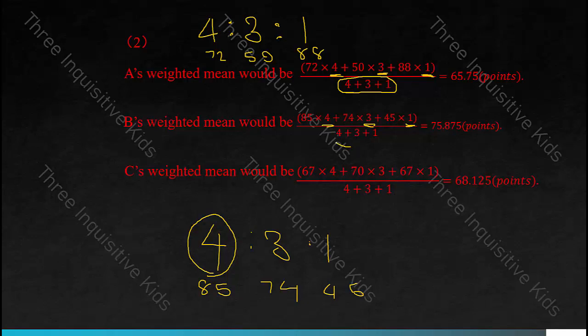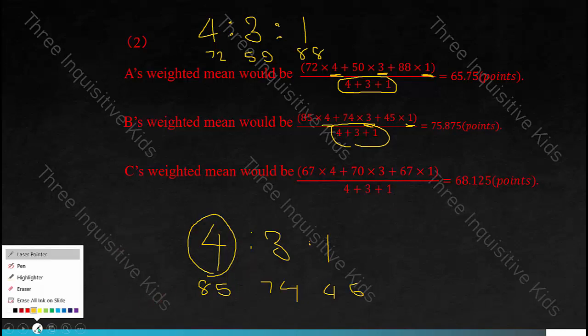And then we still divide by the total of these units in the ratio, 4 plus 3 plus 1. So the final answer would be 75.875 points. We do the same with C. And then in the end, we see that B actually has a higher weighted mean.